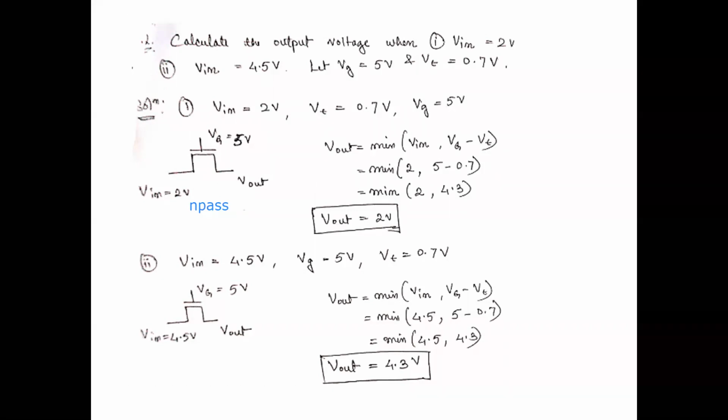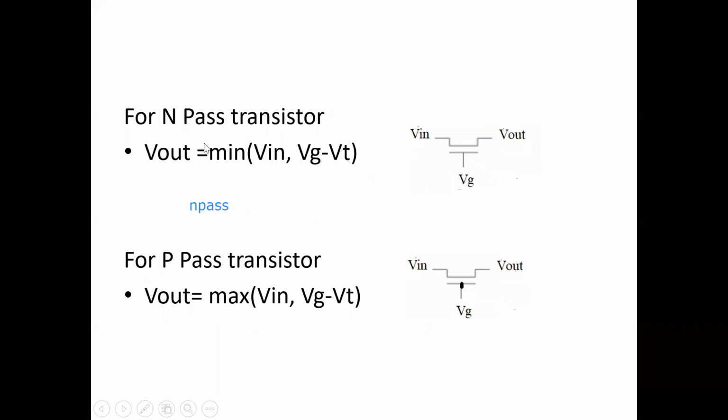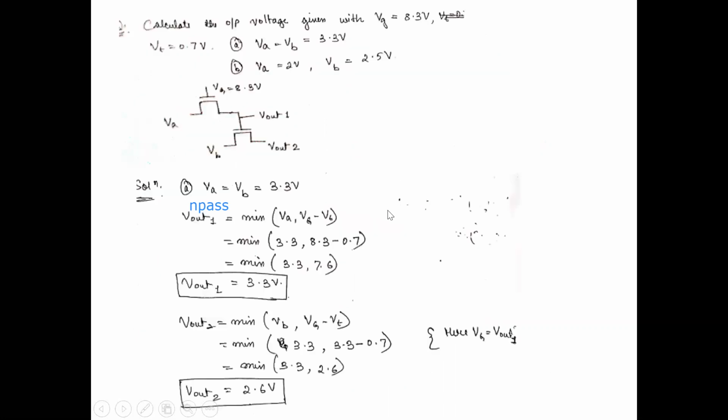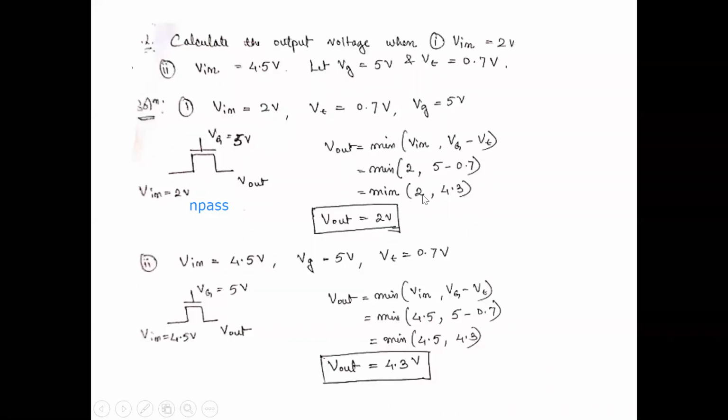The output voltage is the minimum of V in and Vg minus Vt. So V out is the minimum of V in, Vg minus Vt. V in is 2 volt. Vg they have given is 5 volt. Vt is 0.7. So 2 and 4.3. Which is the minimum of these two? It is 2. So the output voltage will be 2 volt.